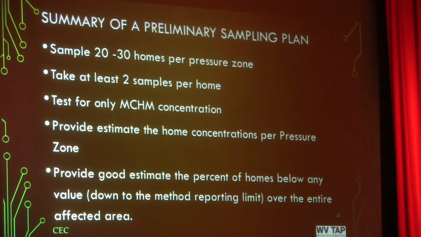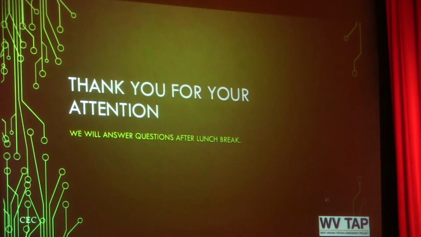Unless somebody comes back and says to us there are other compounds you're not thinking about that need to be sampled for, we would sample only for MCHM. It will give us a good estimate of the home concentrations within each pressure zone, and a good estimate of the percent of homes below any value down to the method reporting limit of the results that we have.